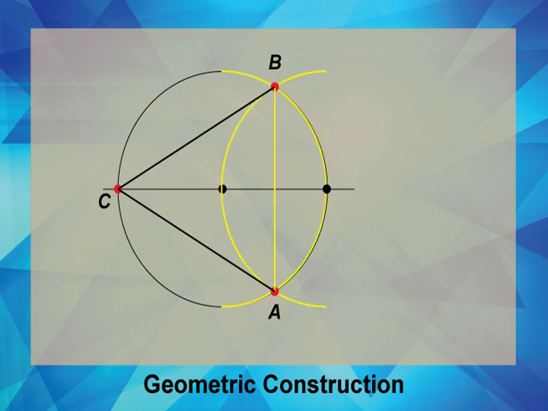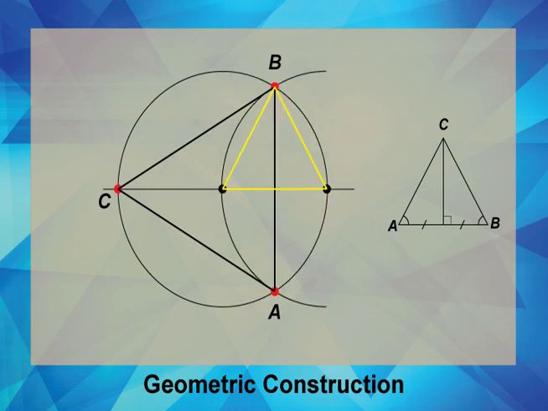Let's start with this section of the construction. AB is a perpendicular bisector. So triangle ABC has the properties shown here. You can see the triangle is an isosceles triangle. Next, look at the highlighted triangle. This is an equilateral triangle because each side is made up of a radius.